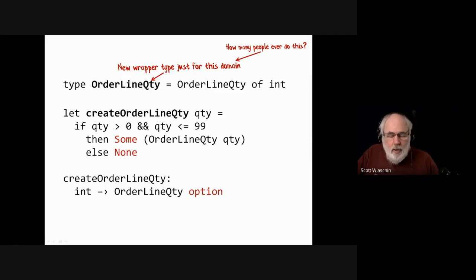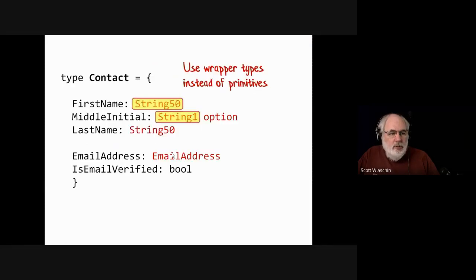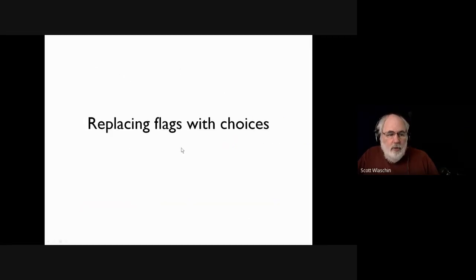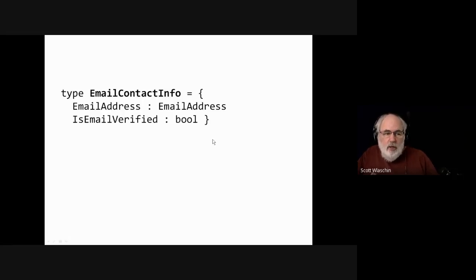Okay, so let's move on. We talked about options, we talked about wrapper types, and we talked about breaking things into smaller chunks, which are more relevant to the domain. Now we've got one more thing, which is getting rid of Boolean flags. Here's what we have with our email address contact information. We have this email address, which is now a wrapper type, and we have this Boolean, has it been verified or not? We're going to try and get rid of the Boolean because, as I said, Booleans are ugly and they don't document the domain very well.